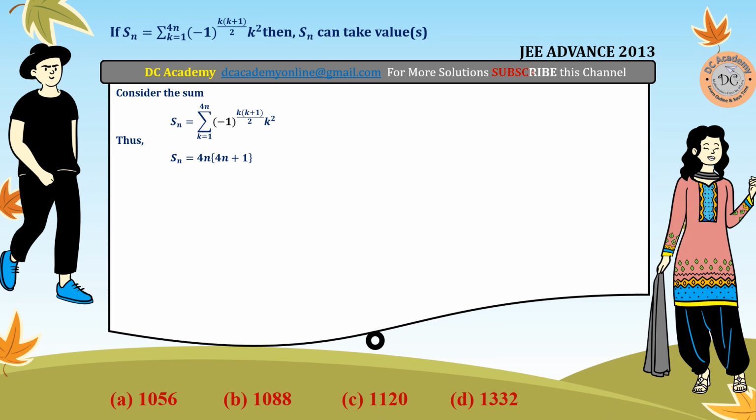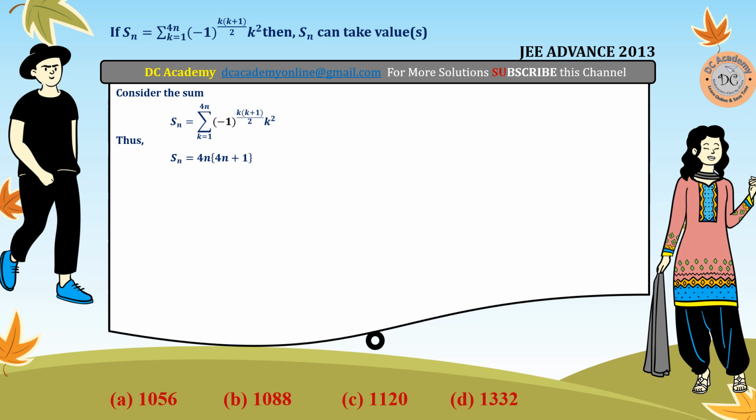Now notice that the required problem says we need to find which particular value Sn can take. Unfortunately, we cannot directly test which is the true value. So basically, we have to solve the equation 4n into n plus 1 equal to 1056 and calculate the value of n. If n is an integer, this is the accepted solution. We have to take 1088 as well. For that, if n is an integer, it's a solution. If not, then it's not a solution. But that takes a lot of time.